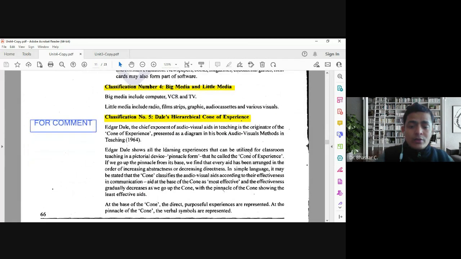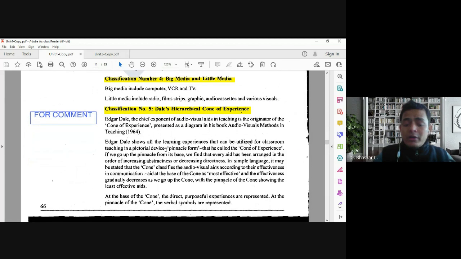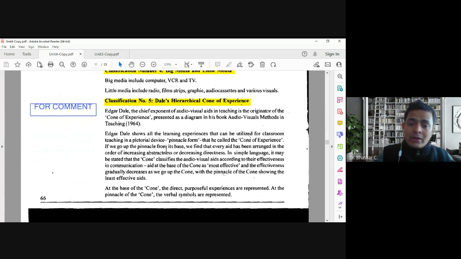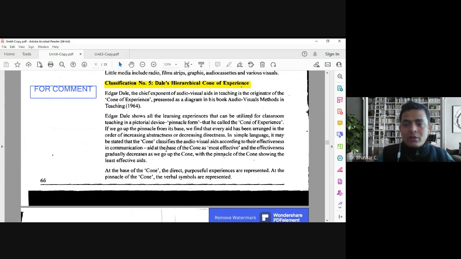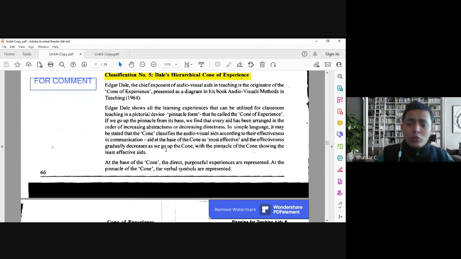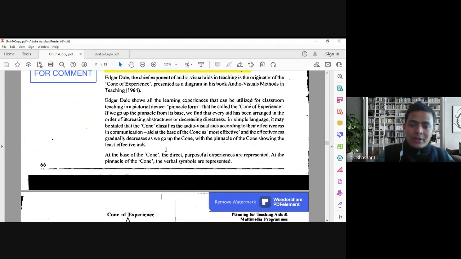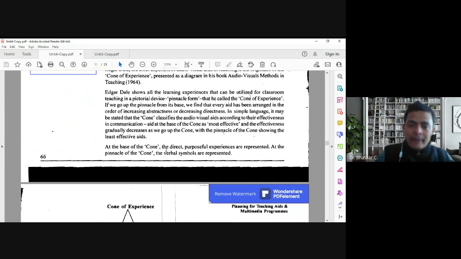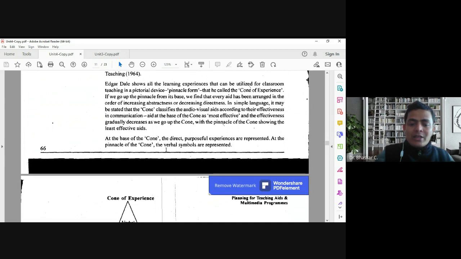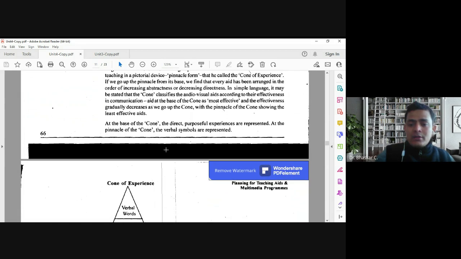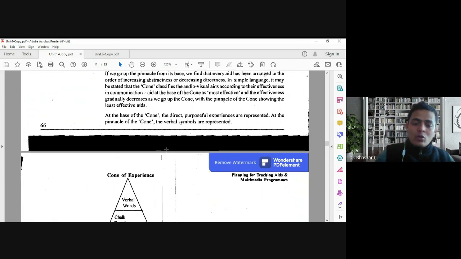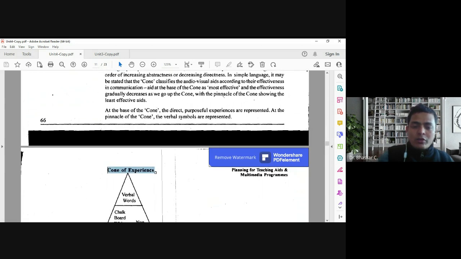So that's why I'm scrolling the screen again in front of you. It talks about how experiences can be gained. Sometimes we get less experience, sometimes we get more experience. Based on this less and more experience, direct experience, this cone has been designed. That is why it is known as the cone of experience. See, it is written here, cone of experience.